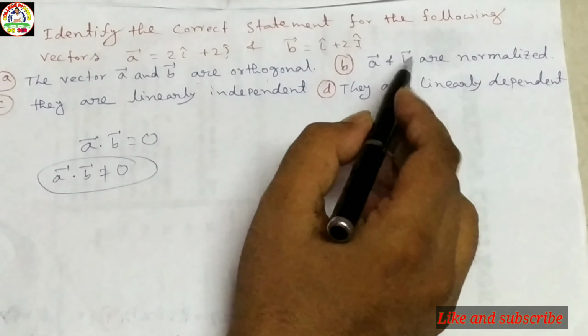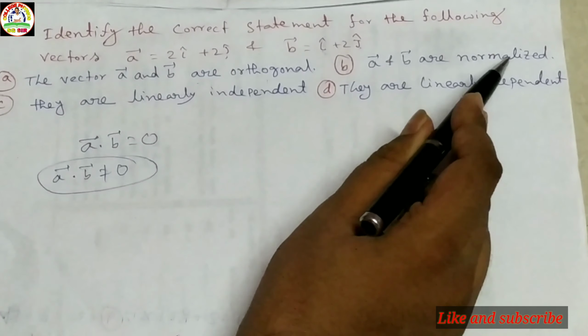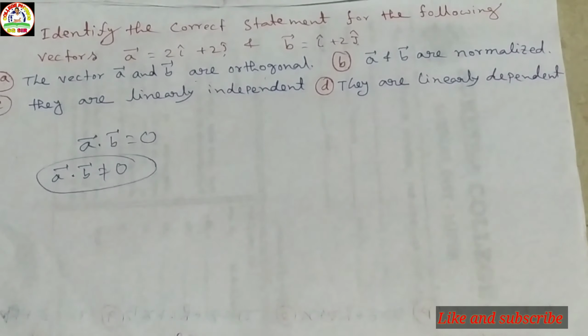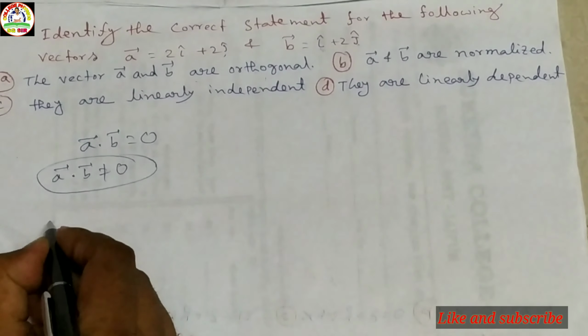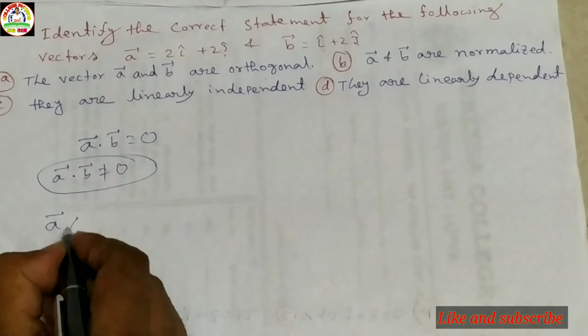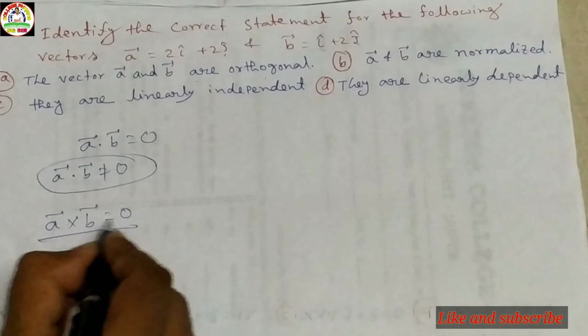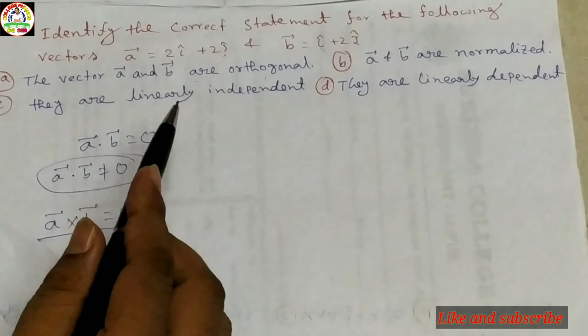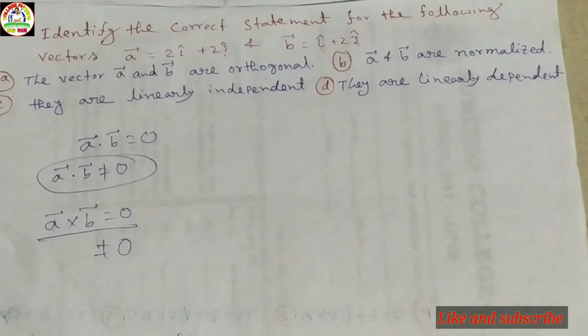Now we check whether A and B are normalized or not. So next option, you remember, if two vectors are normalized, then A cross B is equal to 0. So you calculate A cross B, this is not equal to 0. So second option also not correct.